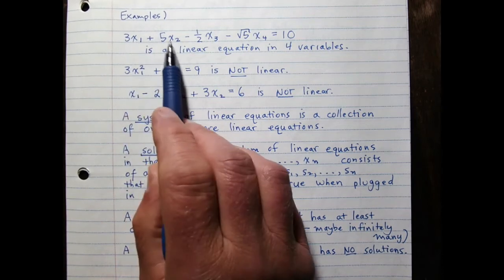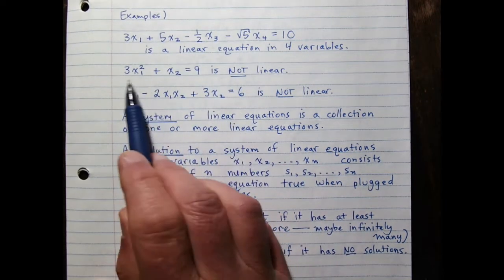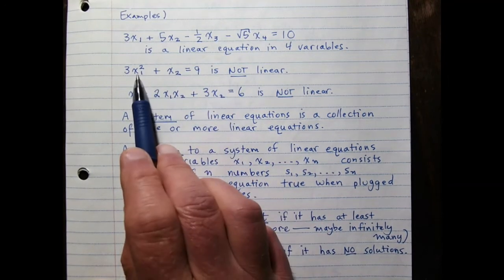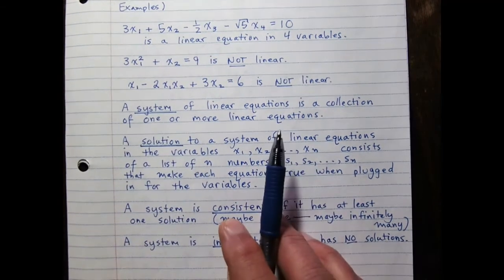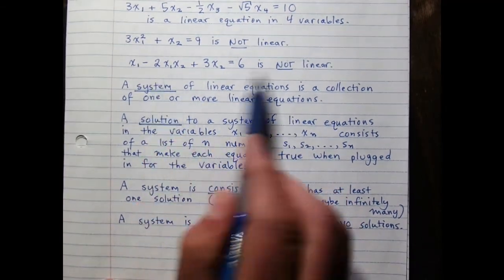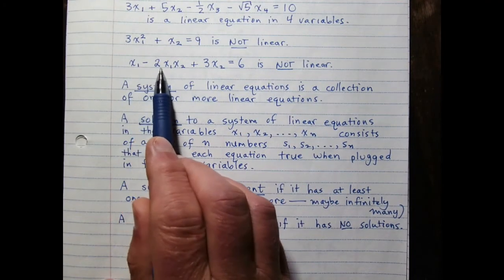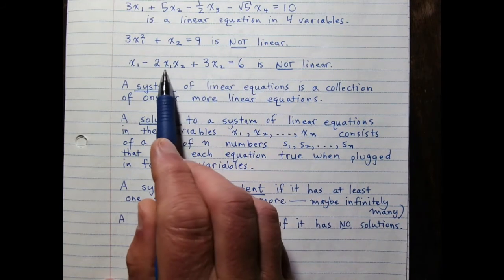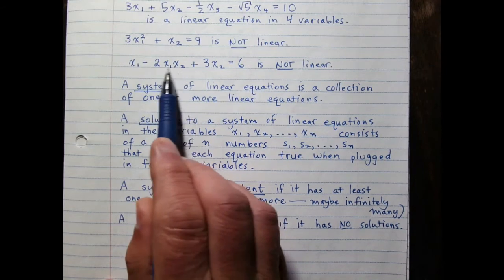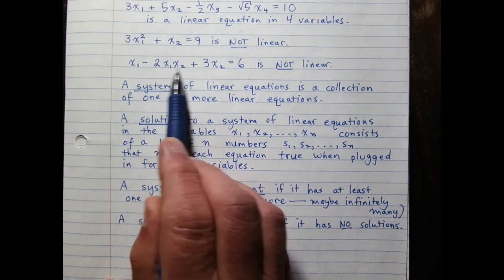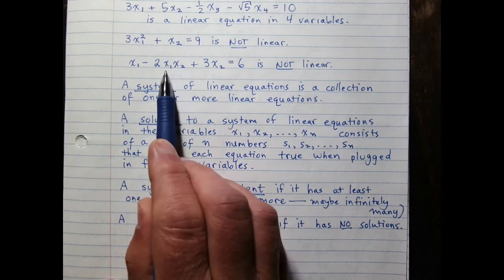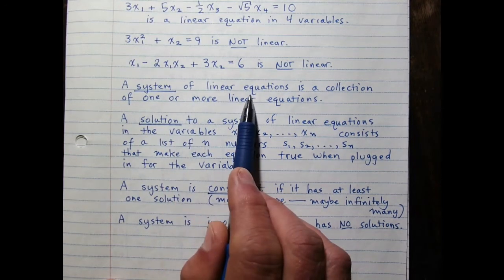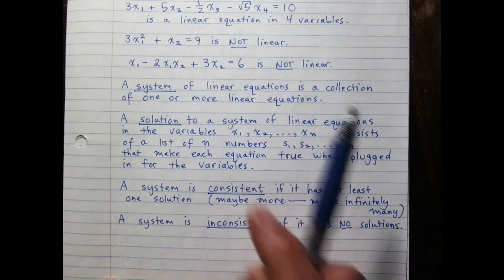But the variables are always to the first power. So for instance, 3x1 squared plus x2 equals 9 is not a linear equation because one variable is being squared. We also can never multiply variables together in a linear equation. So x1 minus 2x1 times x2 plus 3x2 equals 6 is not linear. When we multiply two variables together like that in algebra, we consider that a quadratic, x1 times x2, even though it isn't the same variable squared. So that's not linear. A system of linear equations is a collection of one or more linear equations.